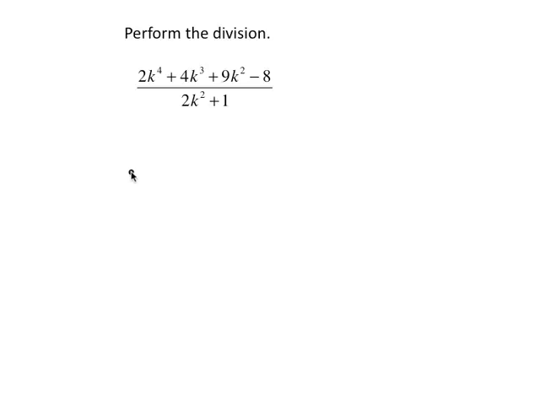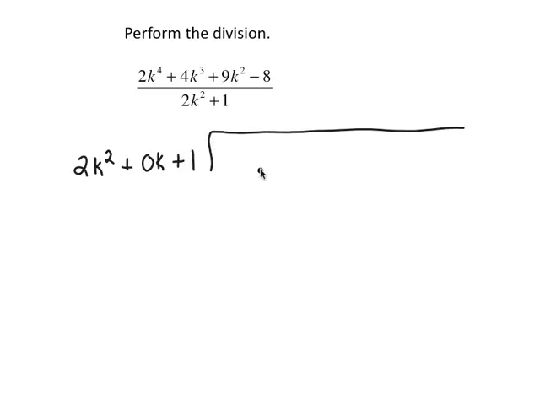We want to go ahead and do this polynomial division here. And whenever we're dividing polynomials, we need to make sure that all the polynomials we're using are in descending order and have all of their terms. So for instance, we have 2k squared plus 1. Well, we're missing a k term. So when I write this down, I'm going to say 2k squared, and I'm going to put the 0k as a placeholder, plus 1. Then I'm going to divide that into the numerator.